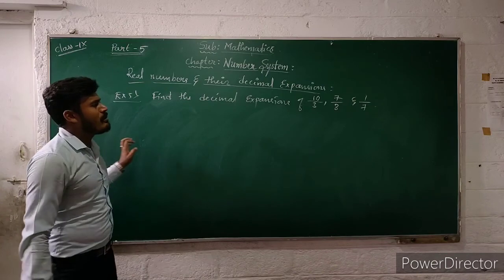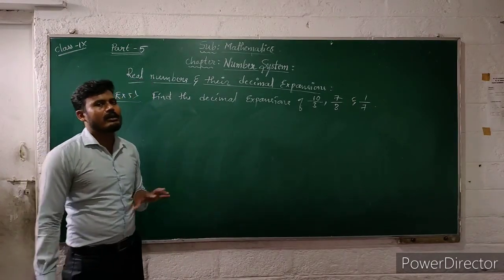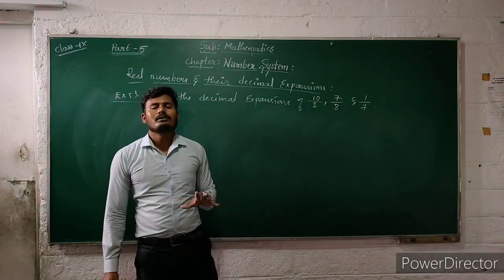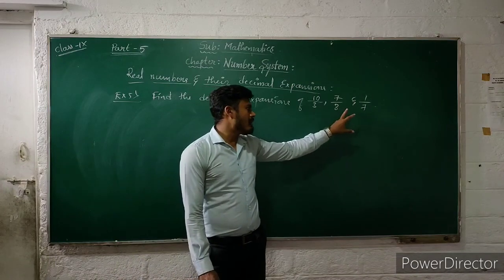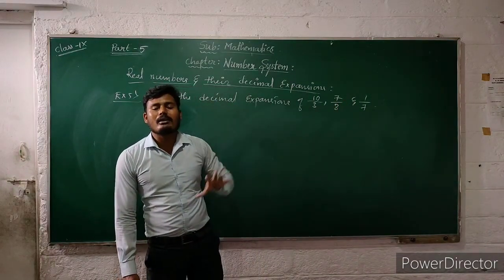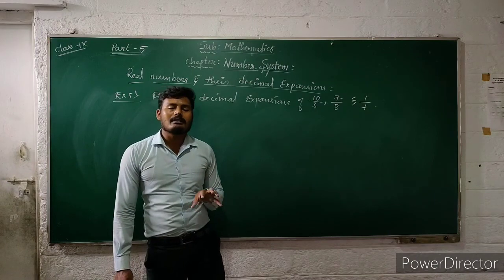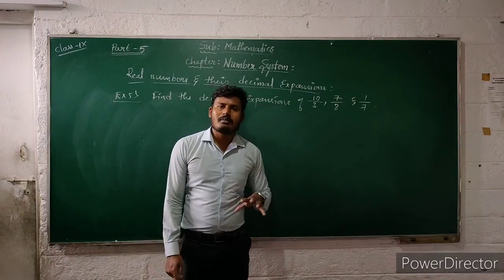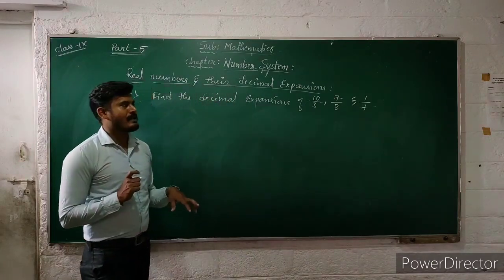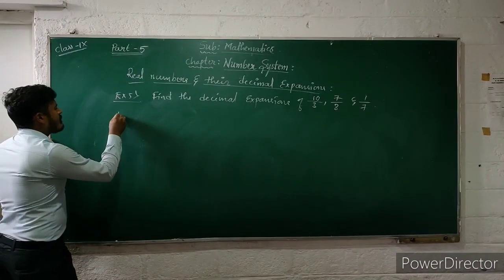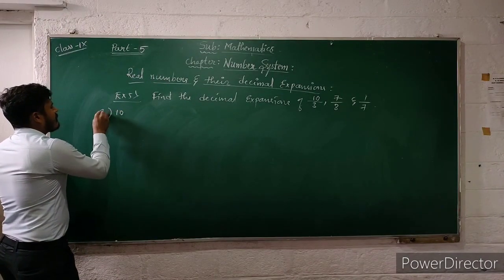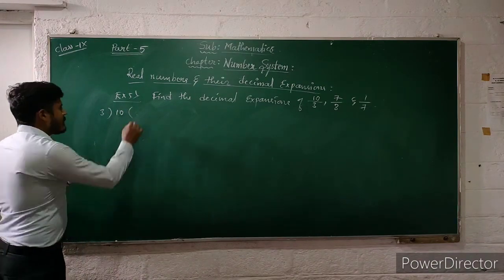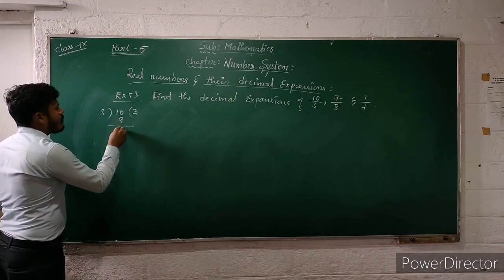So 10 by 3, 7 by 8 and 1 by 7 are the given rational numbers, because we know that 10 by 3 is in the form p by q, so it is a rational number. Then 7 by 8 is also in p by q form, so 7 by 8 is also a rational number. Then 1 by 7 is also a rational number. Then you should find their decimal expansions first. Observe here. First one, 10 by 3. We know that 10 is greater than 3. So 3 3s are 9, then 1 is remaining.